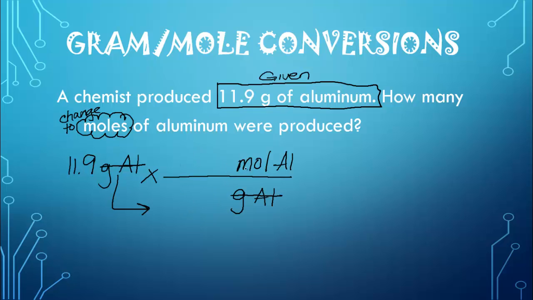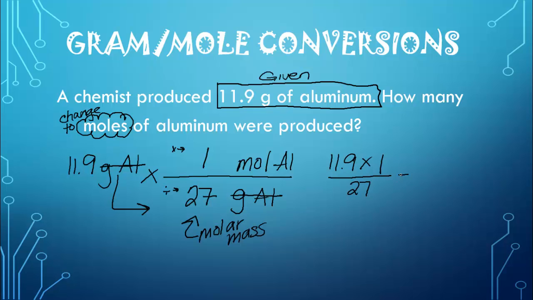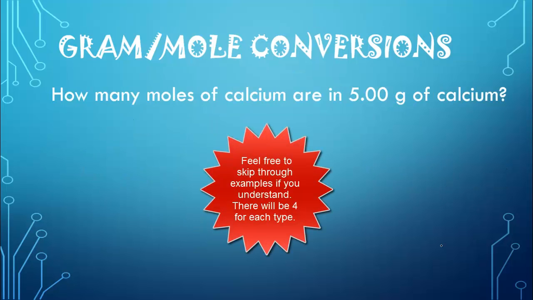Now we need some numbers. So in front of moles is always 1. In front of grams, again, is your molar mass that you looked up. So we're going to look up our molar mass for aluminum, and that is 27, again rounded to the whole number. Again, you multiply by what's on top, you divide by what's on bottom. So this would look like 11.9 times 1 divided by 27, and we get 0.44 moles of Al.